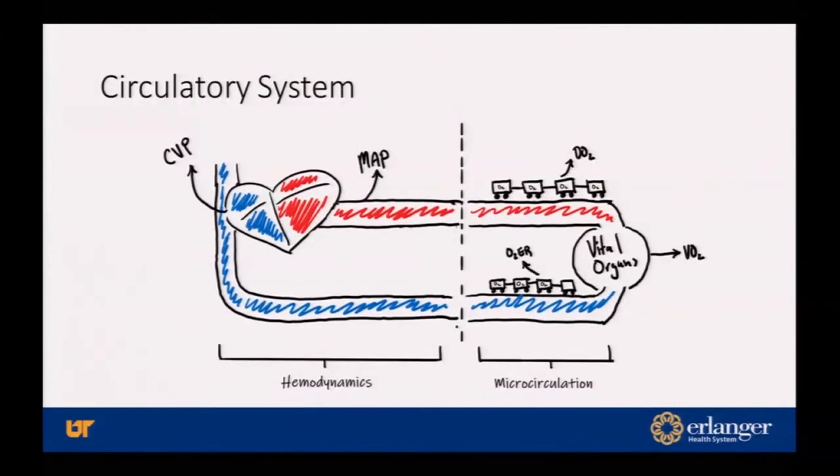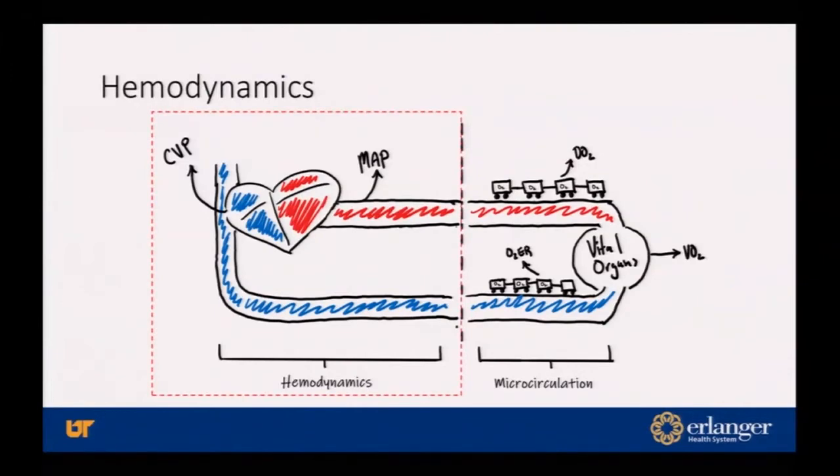So this is our circulatory system. And yes, I did draw this myself. Our circulatory system is broken down into 2 separate circulations. We have the big picture, our hemodynamics. And then we have what happens down at the cellular level, our microcirculation. Hemodynamics is our big picture. This is our numbers. Microcirculation, this is our glimpse into what's happening at the capillary cellular level. We're going to start with the hemodynamics.